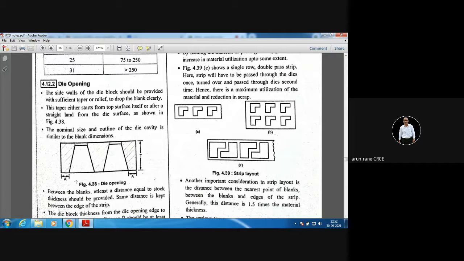Suppose you keep this straight, say this is the blank size, blank diameter of say 25 mm. If you keep it straight throughout, then there are two problems. One thing is that the 25 size you have to maintain along the entire thickness, so your manufacturing cost will increase, because maintaining 25 for 5 mm and maintaining 25 for a 50 mm thick block will definitely cost you more. So that's why you just keep 5 mm straight and then relieve it. This is also called relieving.